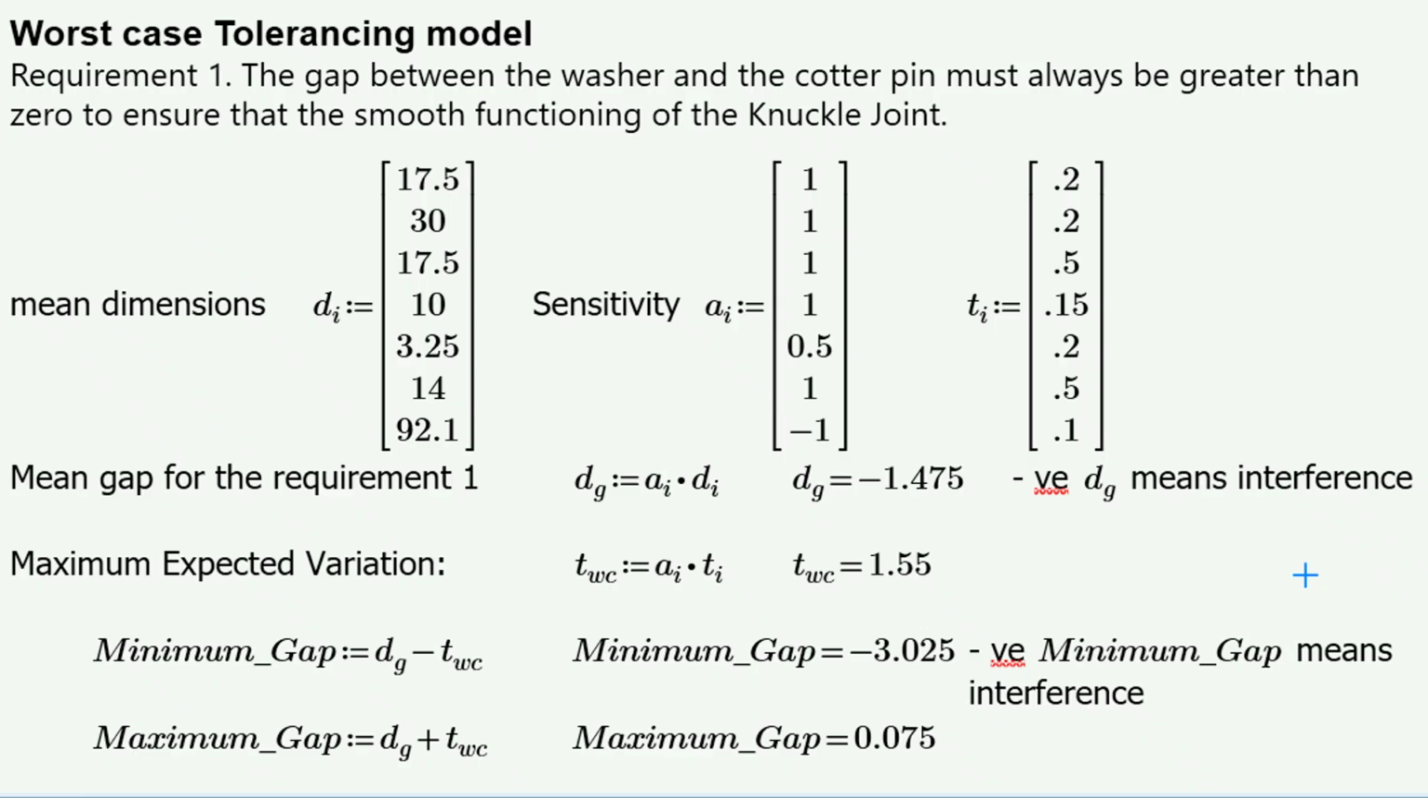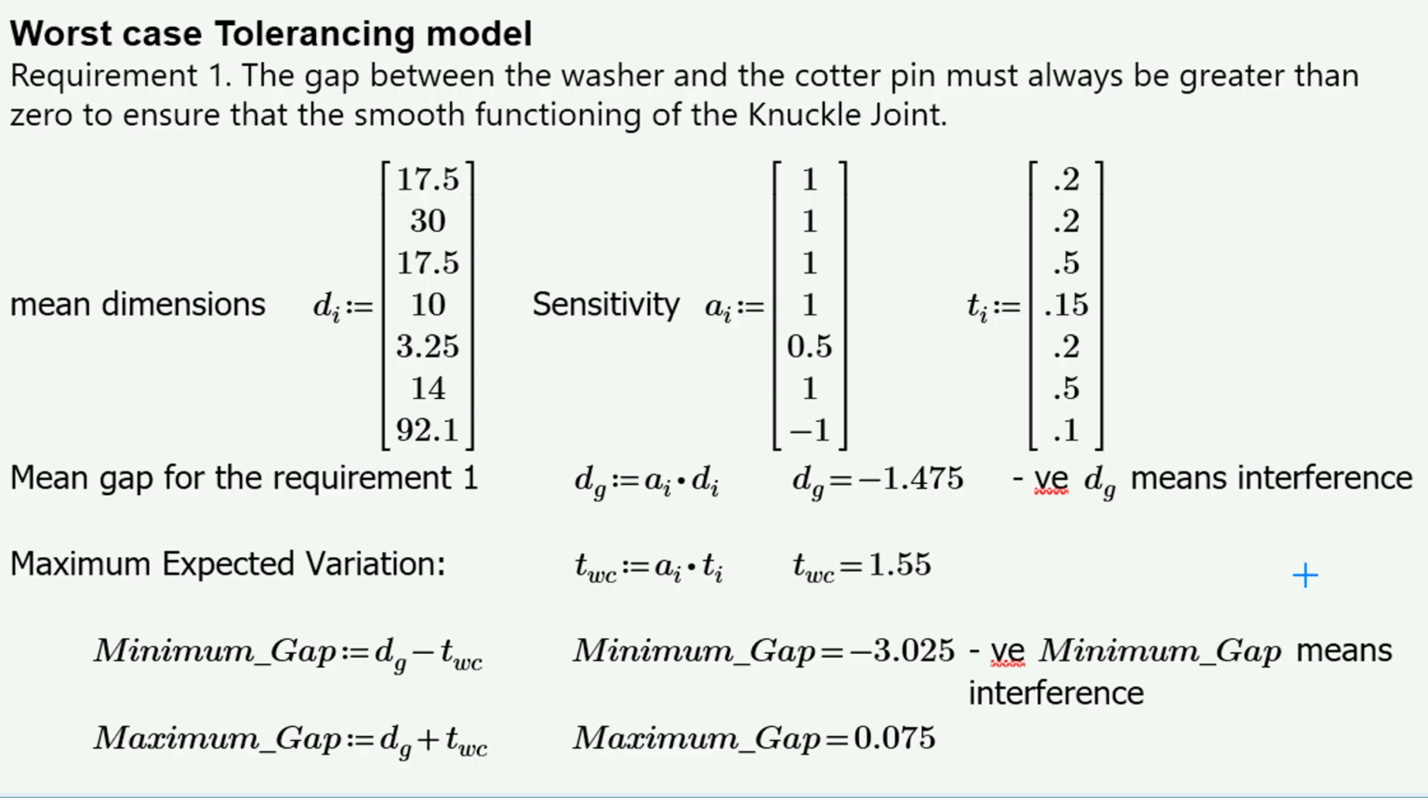So the mean gap for requirement 1, d sub g, we are calculating by multiplying the sensitivity factor a sub i into all the dimensions one by one and adding them all together. So positive side and negative side dimensions get subtracted. This negative sign means there is an interference of almost 1.5 mm in this assembly. And expected variation we are calculating by taking the tolerances added together with their weighting factor, the sensitivity factor. That means the negative and positive values will get subtracted.